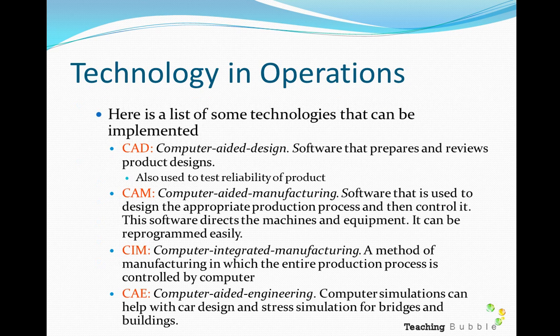So essentially, these are some of the technologies or strategies that can be implemented. Now that we've gone through what technology can actually do, let's go through some of the actual strategies being used. Computer-aided design is software that prepares and reviews product designs. Rather than building the product and then testing it, which can be costly, you can design it on computer and test it that way.